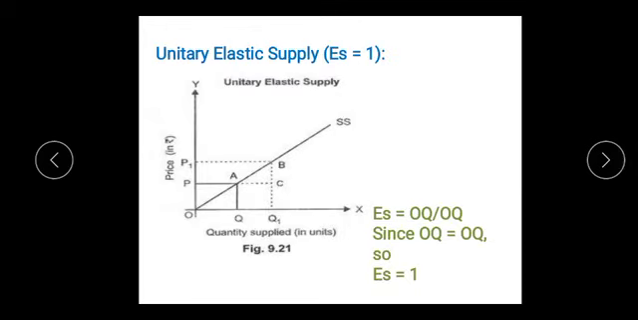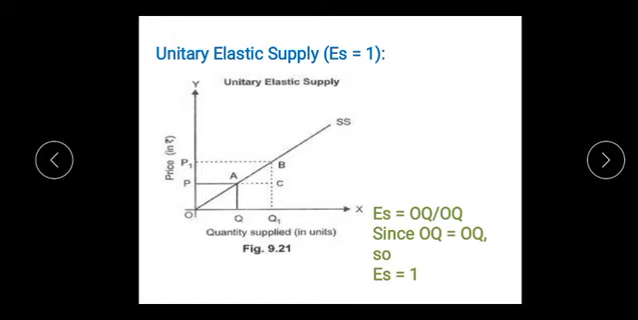Now dear students, coming to the unitary elastic supply, where elasticity of supply is equal to 1, in this case the straight line supply curve passes through the origin. Here supply curve SS passes exactly through the origin, just like SS curve in figure given here. As we know, elasticity of supply at point A can be calculated as intercept on the x-axis divided by initial quantity supplied. In figure given in this slide, supply curve SS when extended meets the x-axis exactly at the point of origin, so that both the intercept on the x-axis and initial quantity supplied are same.